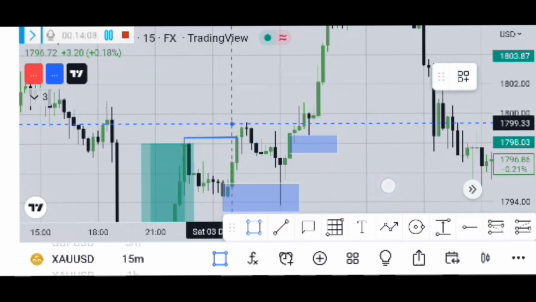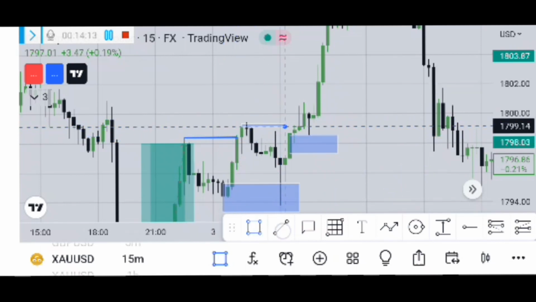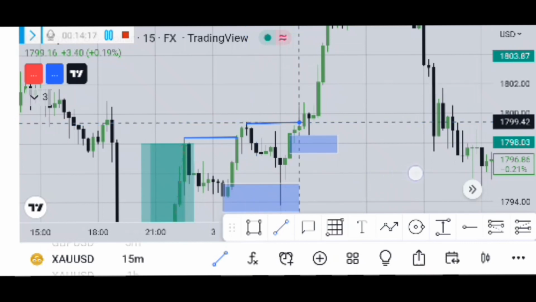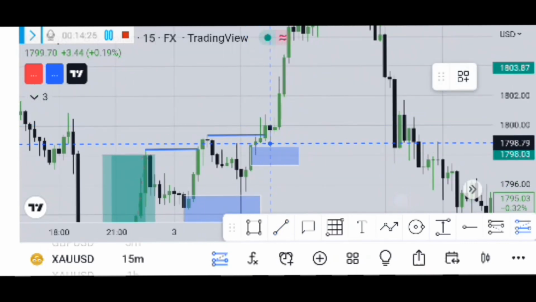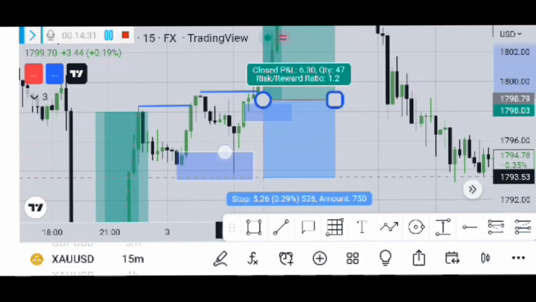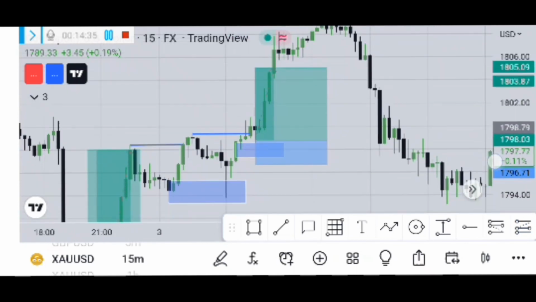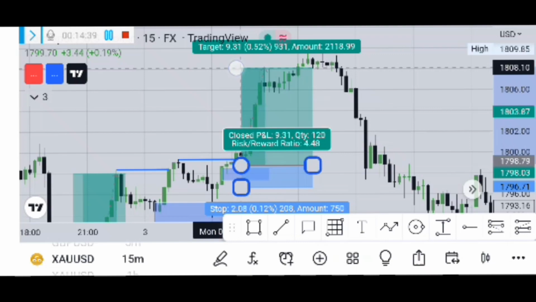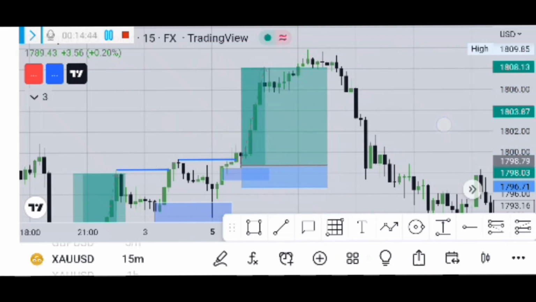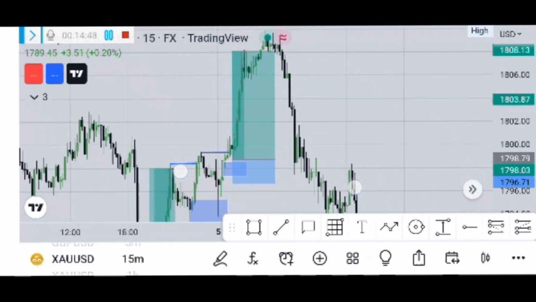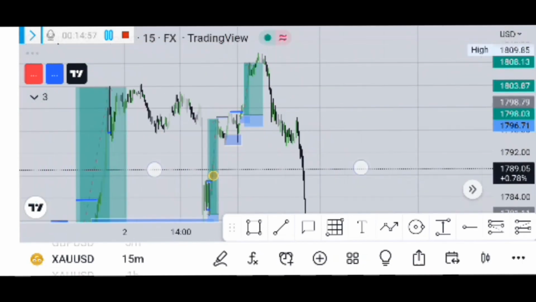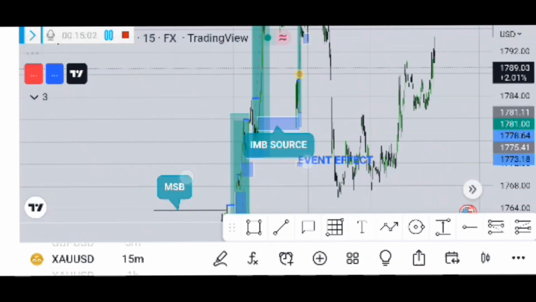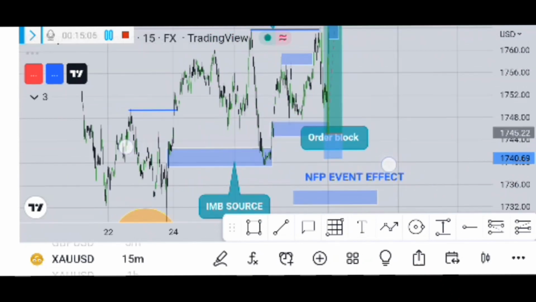So you can see imbalance again taken, come to the black candle, it means down red candle, and we set the stop loss at the last candle of the imbalance. Okay, and we can see how it works. You can see imbalance source, NFP event.